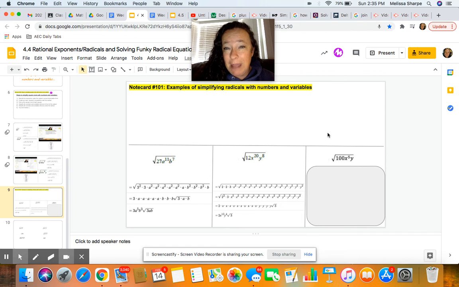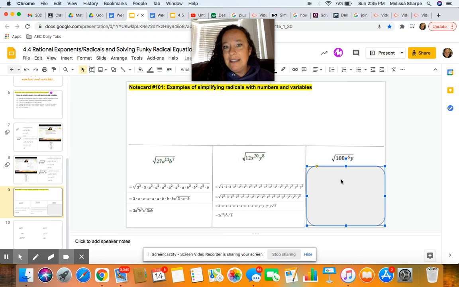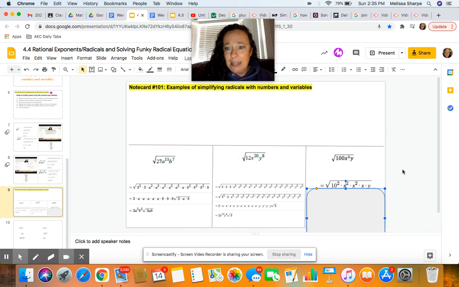Pause me, finish up that one. Last one for the note card is square root of 100, x to the 5th y. This is easier. The exponents aren't as large. So 100 is 10 times 10. Yeah, I could keep going and write it as 2 times 5 and 2 times 5 and go that route. But if it's a perfect square, you are set, guys. You're set. So it's going to be 10 squared.